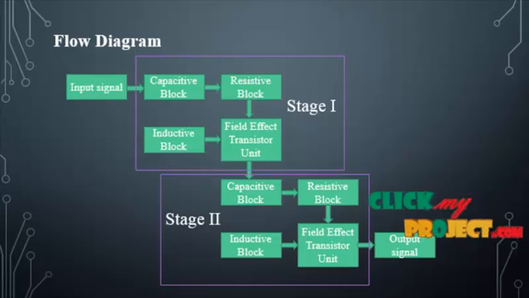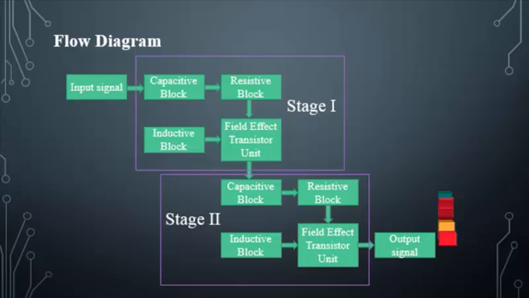Now we are going to discuss the flow diagram of our product. Our product can be implemented using two different stages. Each stage contains four different modules to implement. They are capacitive block, inductive block, resistive block and field effect transistor.